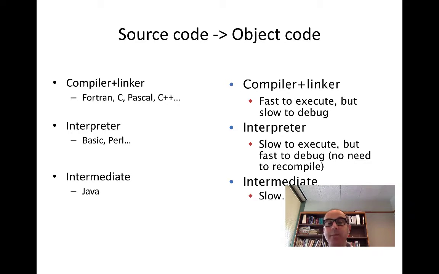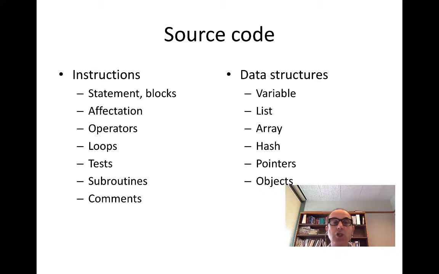We have the interpreter, which is slow to execute but fast to debug, and we have the intermediate, which is slow but sometimes it's safer to apply when we are talking about the source code and the object code. The source code consists of, when we write programming, we're talking about instructions: how to state, how to operate, what to test, and what is a subroutine. And you will learn that in our classes.